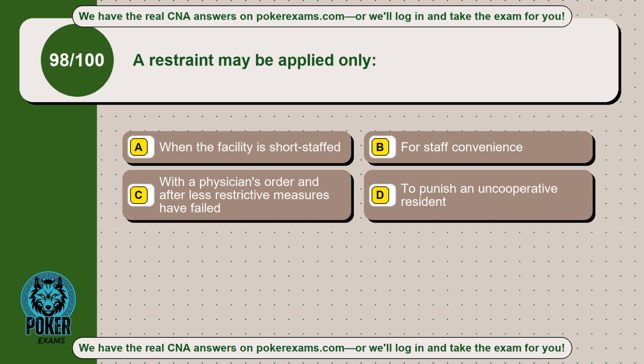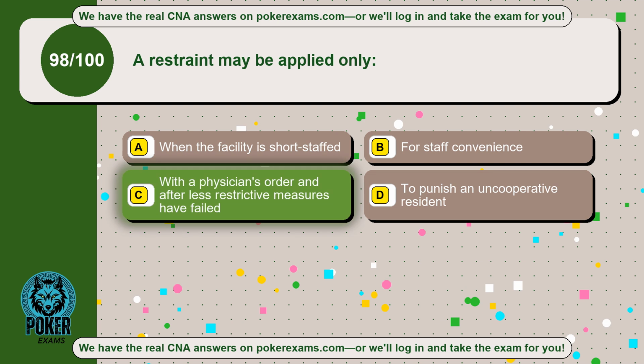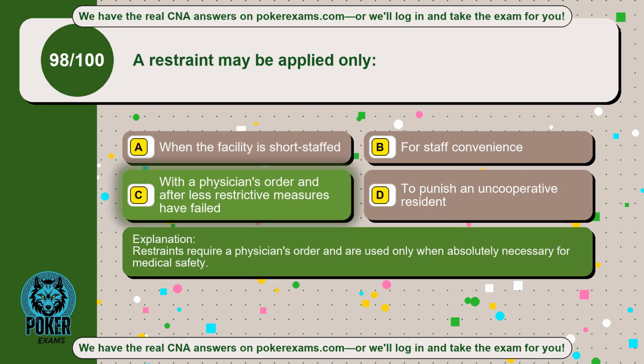Question 98. A restraint may be applied only: Option A, when the facility is short-staffed. Option B, for staff convenience. Option C, with the physician's order and after less restrictive measures have failed. Option D, to punish an uncooperative resident. The correct answer is option C. Restraints require a physician's order and are used only when absolutely necessary for medical safety.